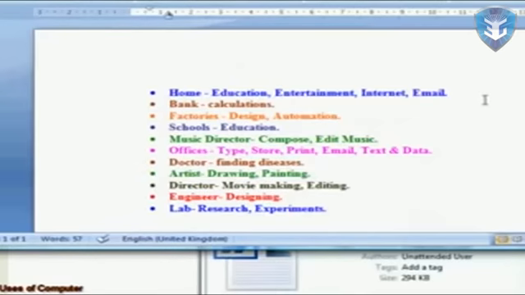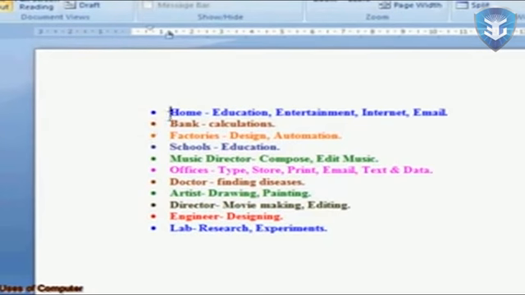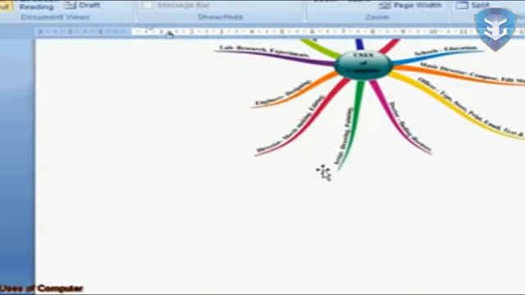The given examples are only a few out of many. The summary: home, bank, factories, schools, music directors, offices, doctors, artists, directors, engineers, and lab. Home for education and entertainment, bank for calculations, factories, design and automation, schools, education, music directors, compose music, offices, type data, doctors, finding diseases, artists, drawing and painting, etc.